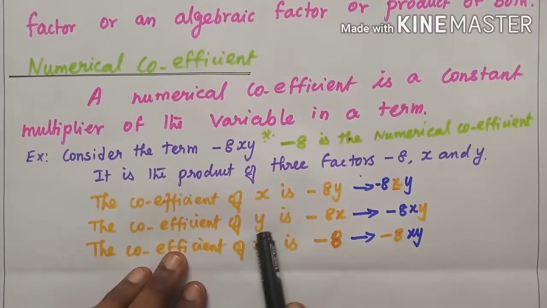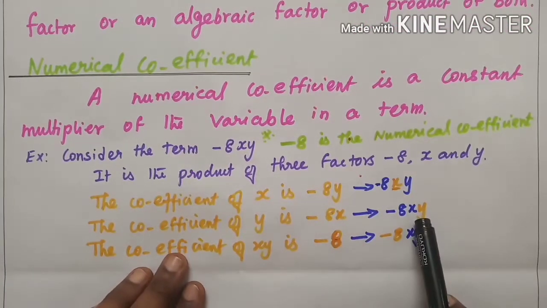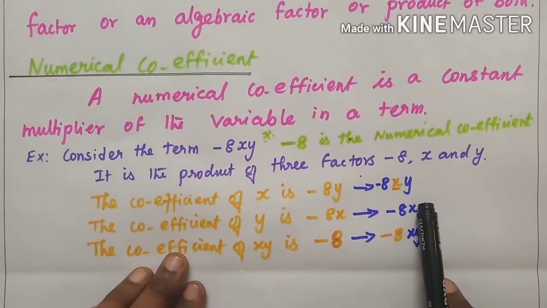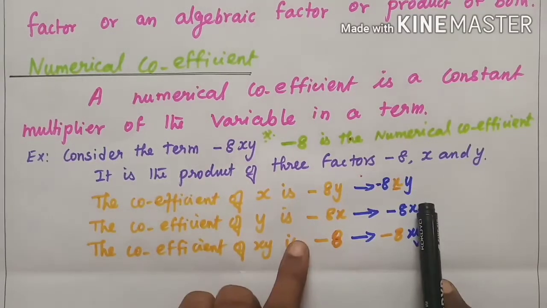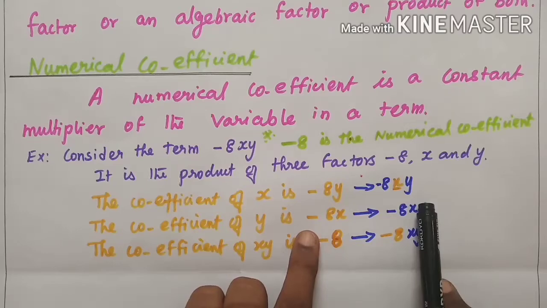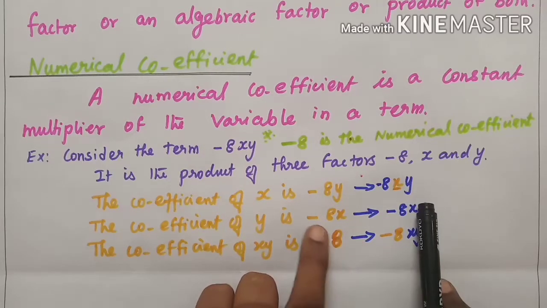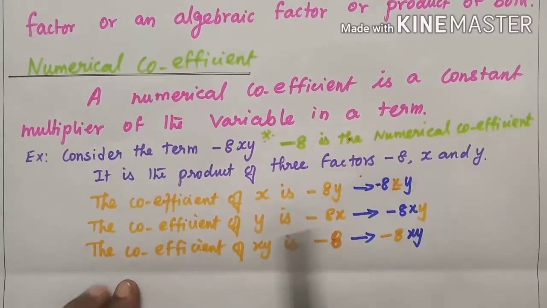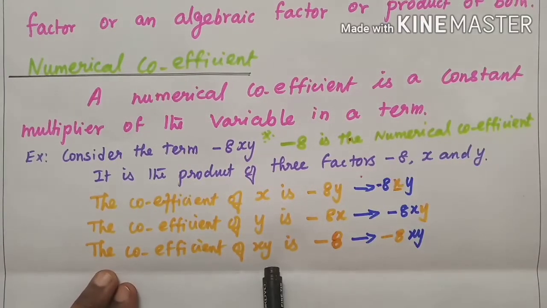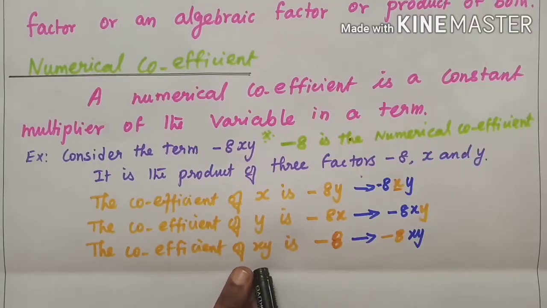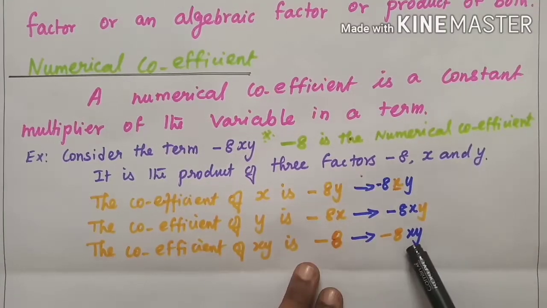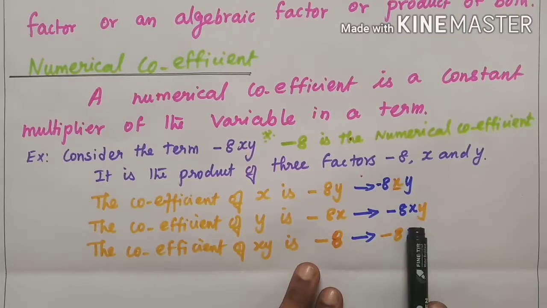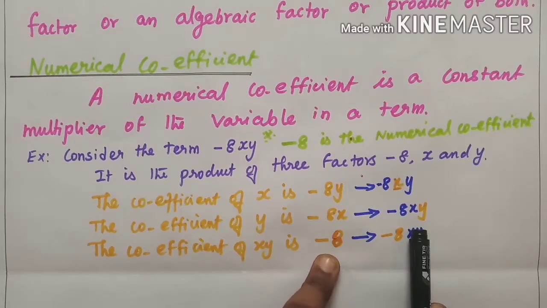Suppose, what is the coefficient of y? What is the coefficient of y in this term? Except y, what number and variable remain here? Minus 8 and x. So we can write minus 8x. Then the coefficient of xy altogether, that means the product of x and y, is minus 8. They are asking for x and y together. Coefficient of xy is minus 8.